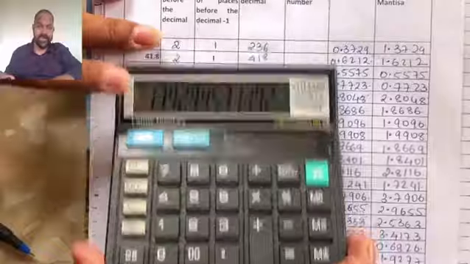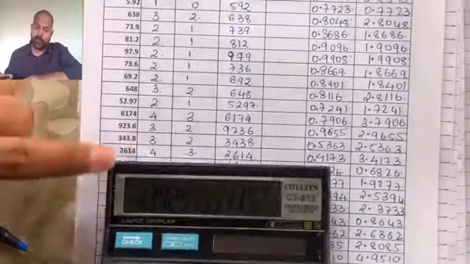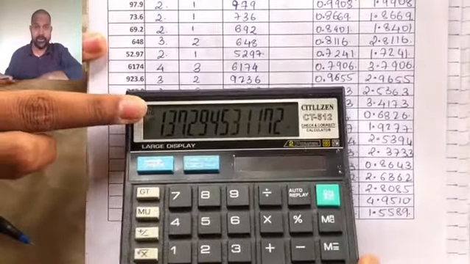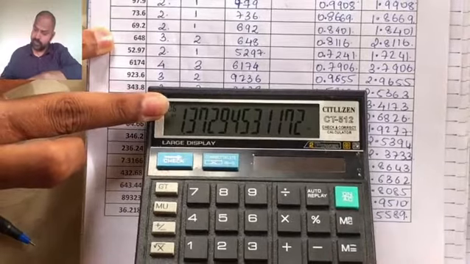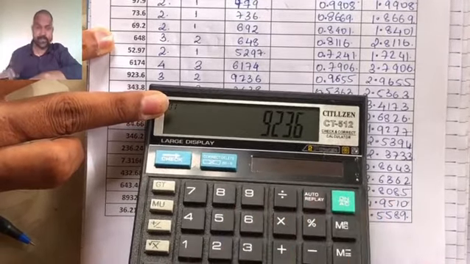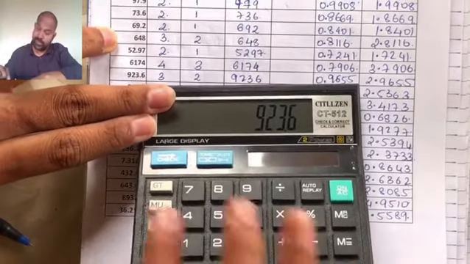You're welcome. Thank me later. Pick up any random number. Let's say I'm going to find the log of 923.6. Step 1, type the number, 923.6. Step 2, press the root sign 15 times.